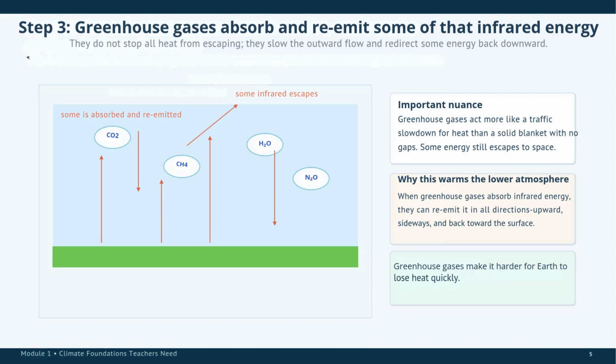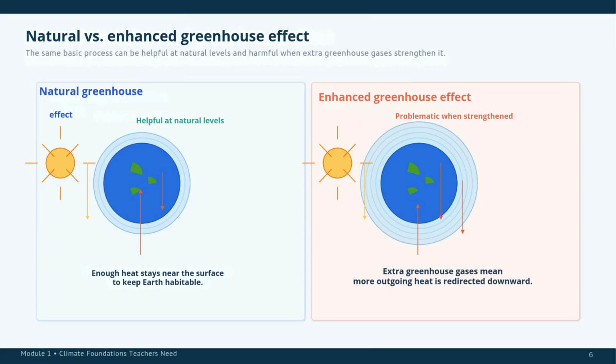And that's pretty important. Again, we're talking about carbon dioxide, methane, water vapor, and nitrous oxide. So the key idea is that greenhouse gases make it harder for Earth to actually lose its heat quickly, and that is what's warming the lower atmosphere and the surface of the Earth.